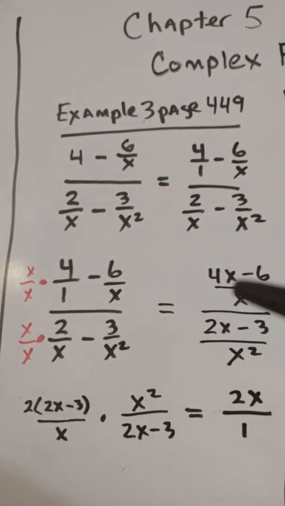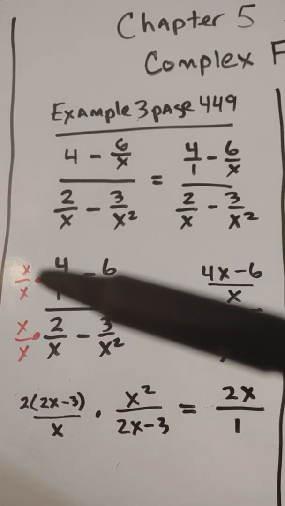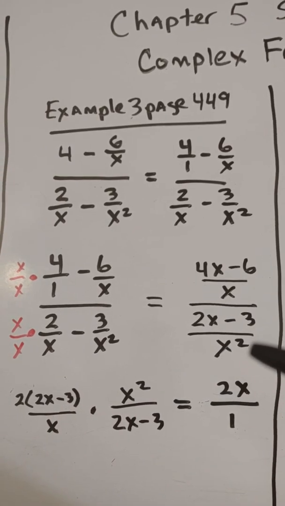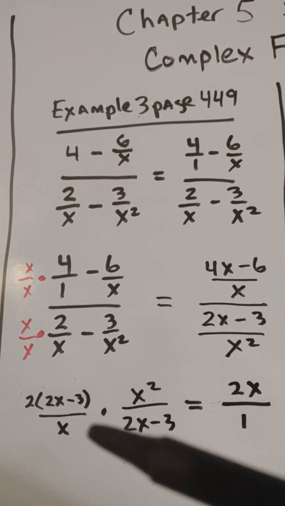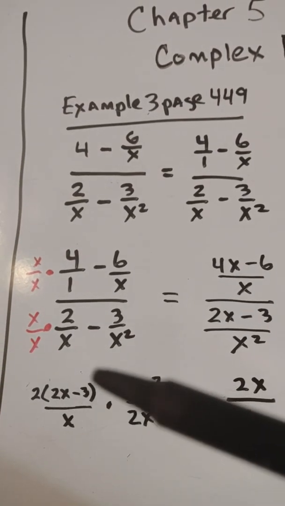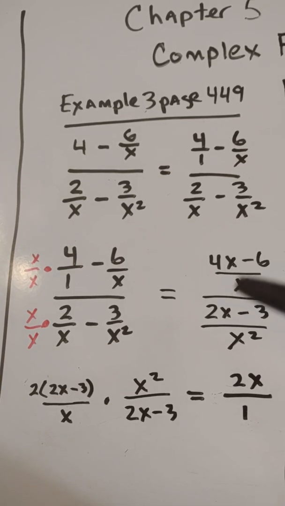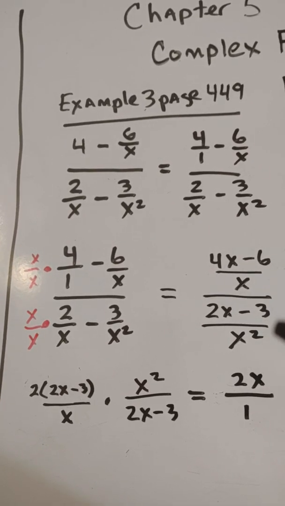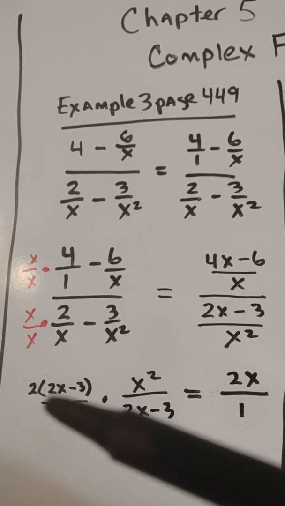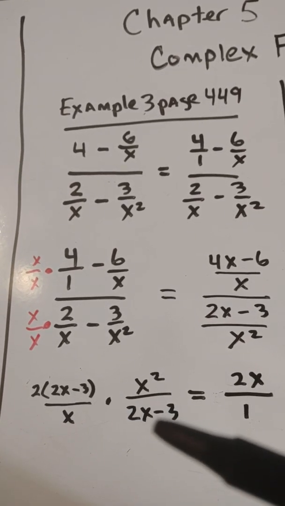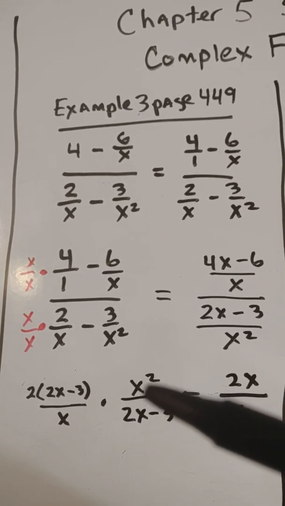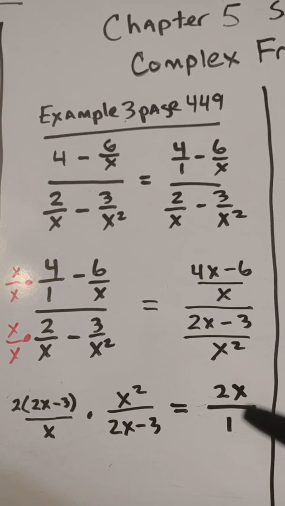When I multiply this, combine like terms, I get 4x minus 6 over x. Here I get 2x minus 3 over x squared. Here I can factor out a 2, so it gives me 2 times 2x minus 3 over x. That's what this right here is, with the top factored. I write the reciprocal of this, so the x squared goes on top, 2x minus 3 goes on the bottom. The 2x minus 3, 2x minus 3 become 1. The x here cancels out 1 x here, and I get 2x over 1 or 2x.